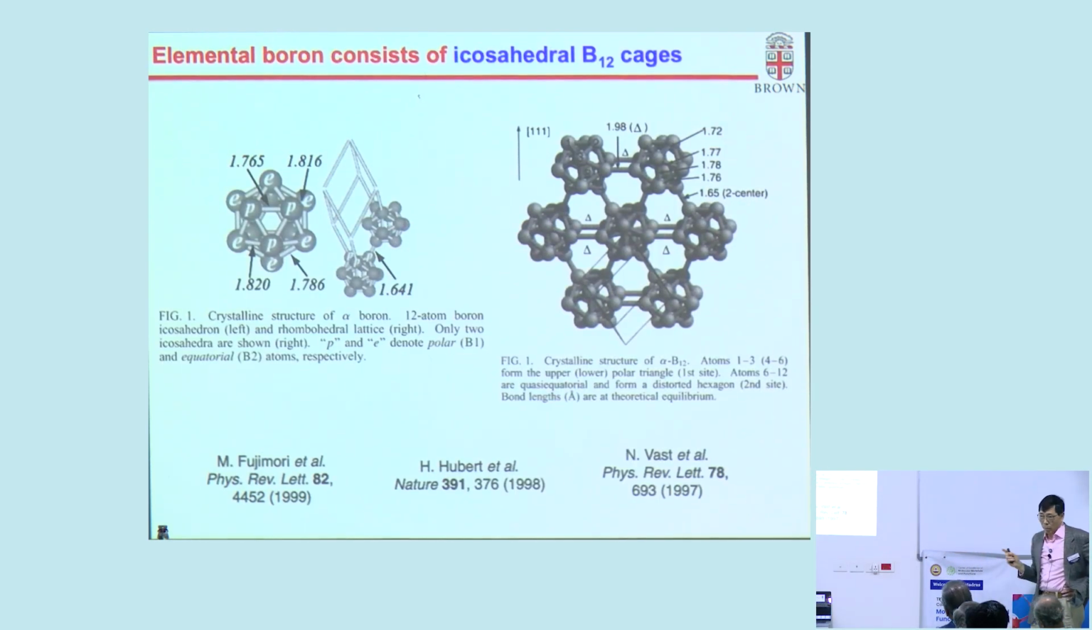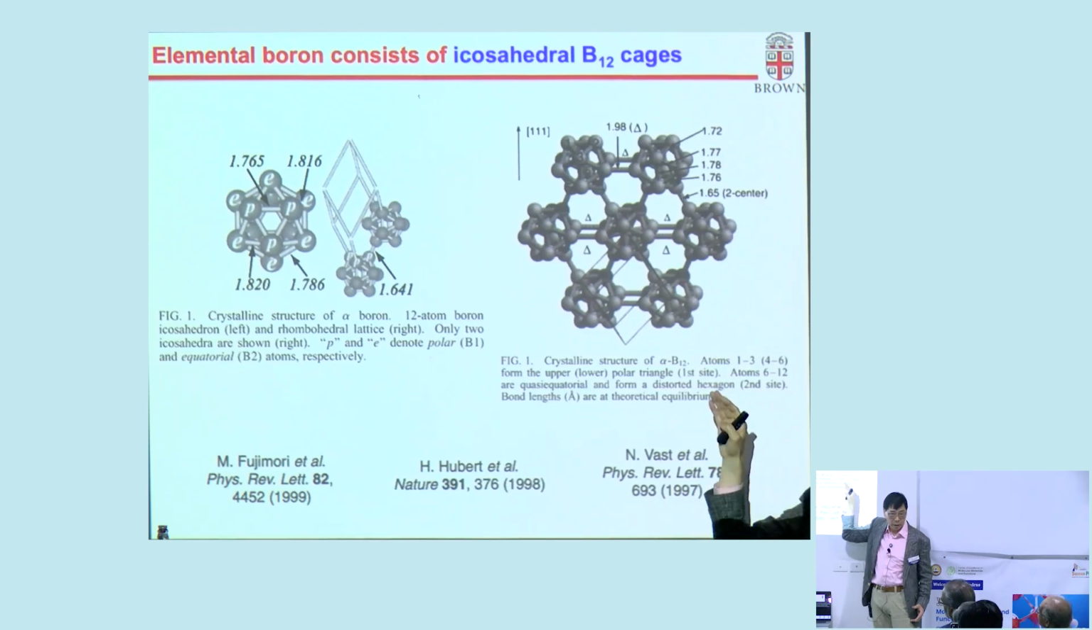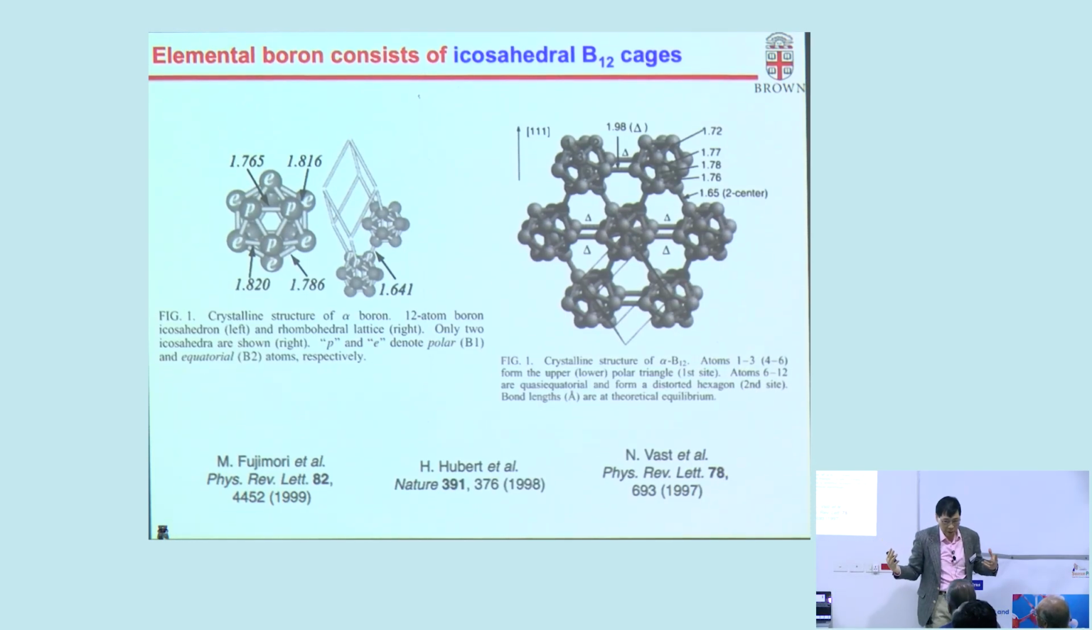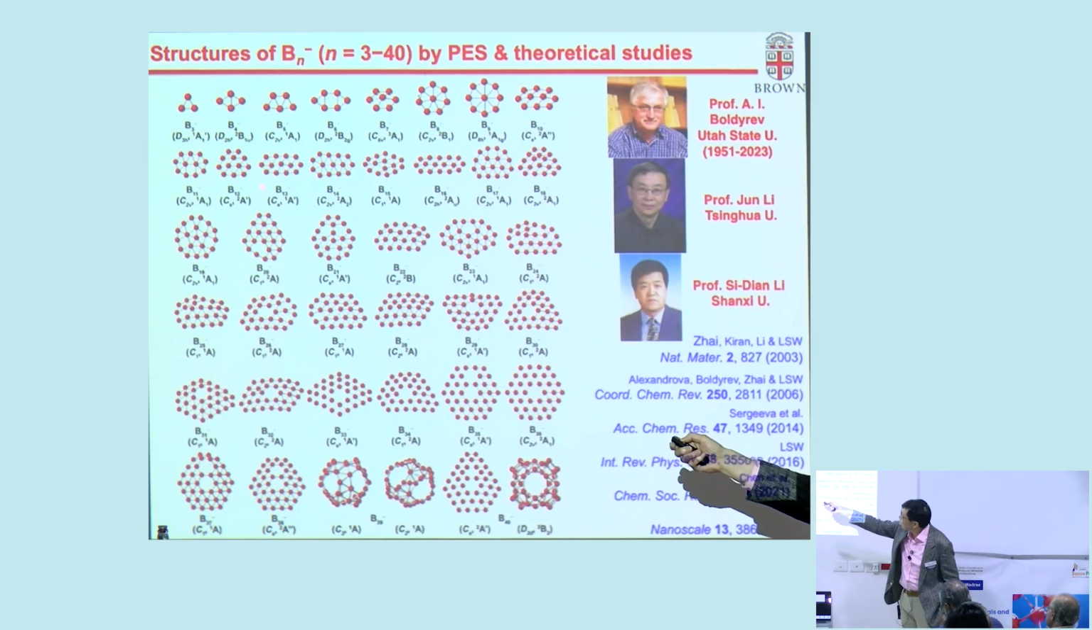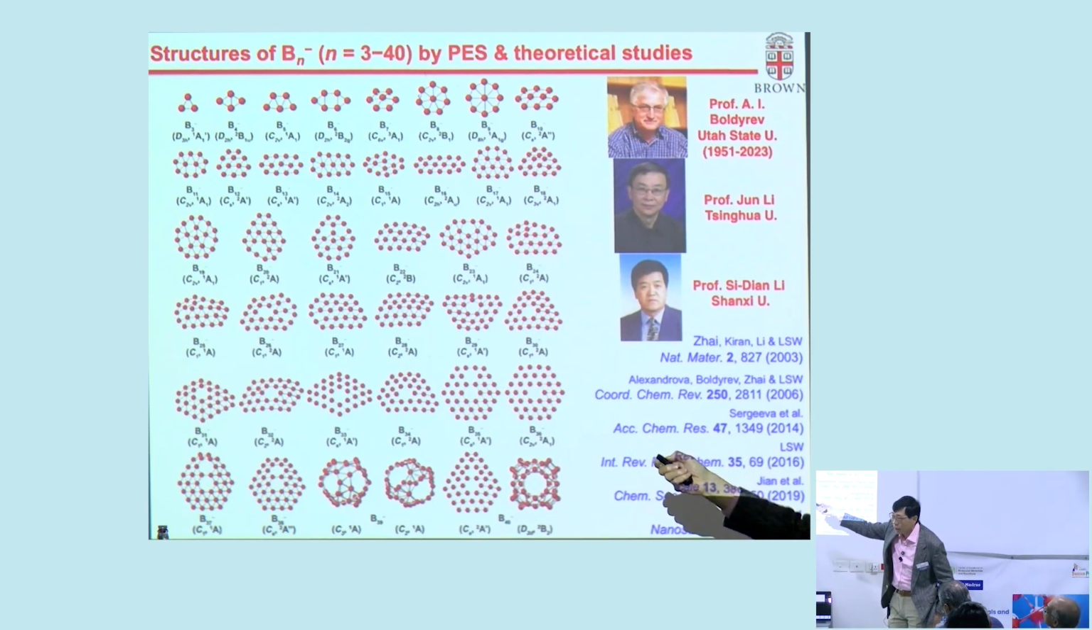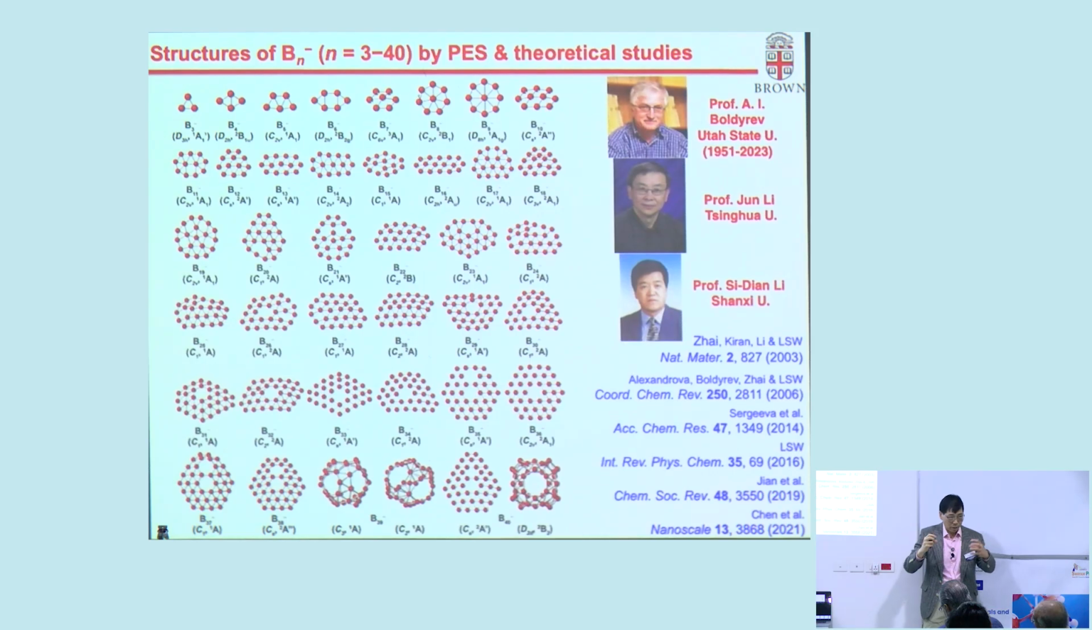But if you look at bulk boron, the bulk boron has a very different crystal structure. It basically consists of these B12 icosahedra. They are covalently linked, so this is a refractory material with a very high melting temperature. But in small cluster form, these are all planar, right? If you even look at B12, in the bulk it basically consists of a B12 cage, but in isolated form, B12 doesn't form a cage, it's planar.